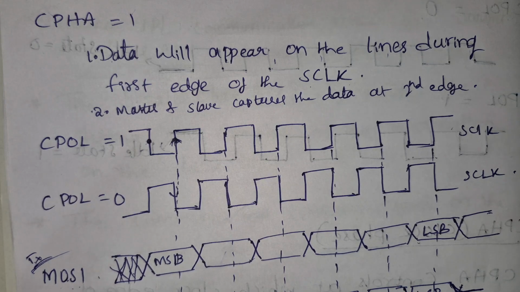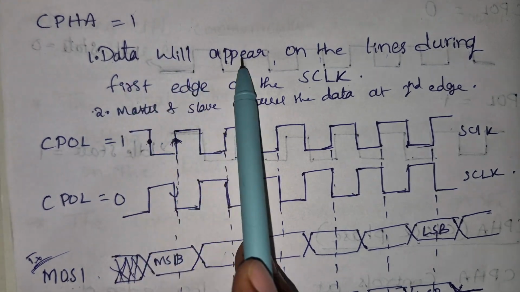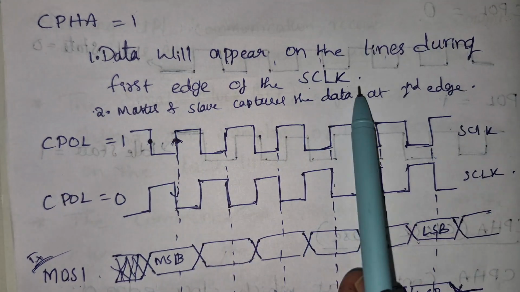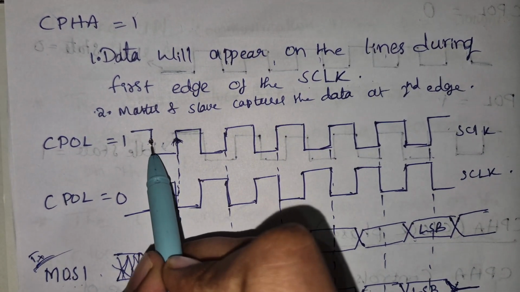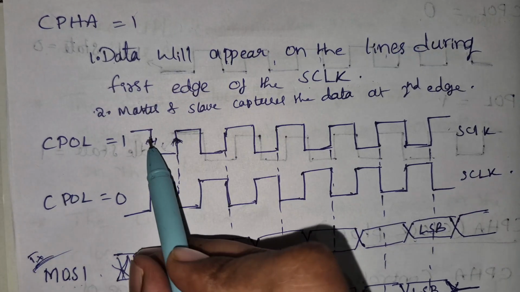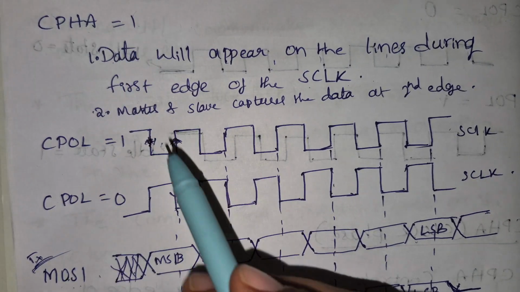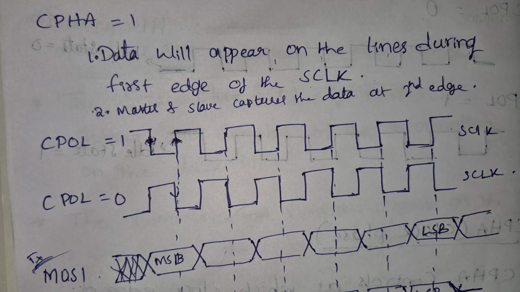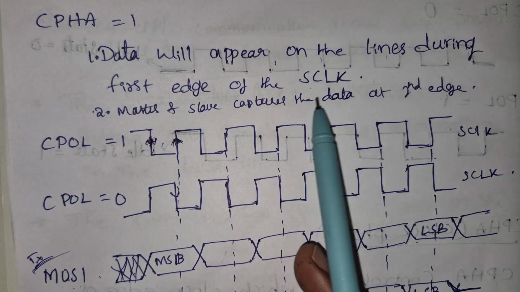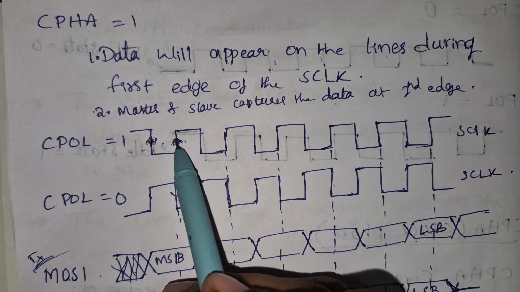This is when clock phase is 1. When clock phase is 1, data will appear on the lines during the first edge of the clock, means here. When clock phase is 1, the data appears at the first edge of the clock, and the master and slave will capture data at the second edge, means here.